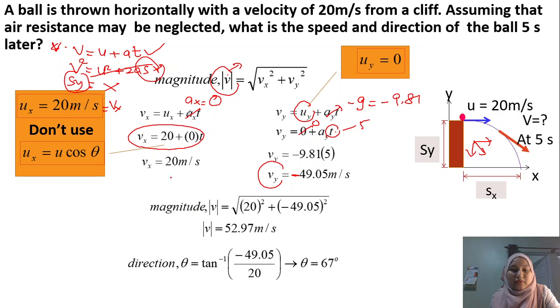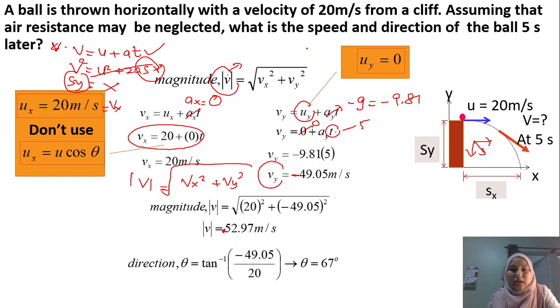Then after that, you just substitute in the equation of the magnitude: the square root of vx squared plus vy squared. Then you will get the answer for the velocity or speed here, and you need to put a positive value because this is a magnitude.